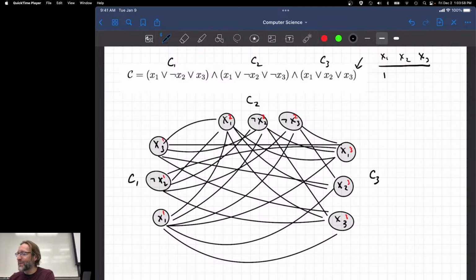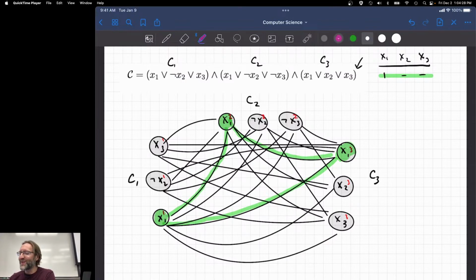Okay, that's the boring one, right? And then does it matter what the other two are? No. So what does that correspond to in our graph over here? Setting x1 to true, x1 to true, x1 to true. Well, guess what? That's connected to that, that's connected to that, and that's connected to that. Right? So there is one satisfying assignment.